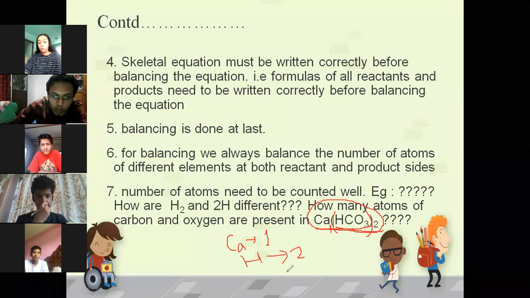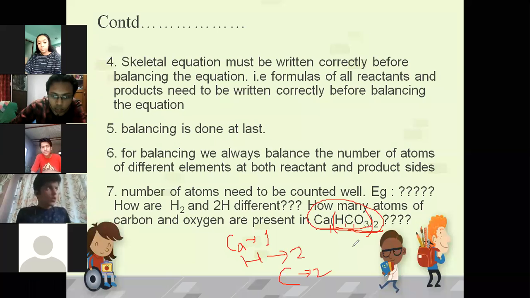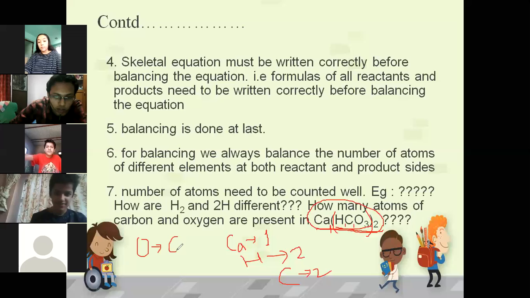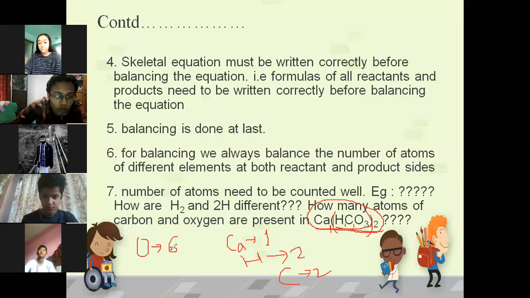Okay, similarly look at the carbon there. Carbon also there will be 2. So here invisible 1 is there, invisible 1 is there, and that 2 is there. So 1 into 2, 2. 1 into 2. And now look at the oxygen there. So 3 you can see there, 3 oxygen, 3 into 2. So that makes the 6. So how many oxygen there? There are 6 oxygen. Right? So that's how counting should be done. Okay, 6 oxygen, 2 carbon, 2 hydrogen, 1 calcium.